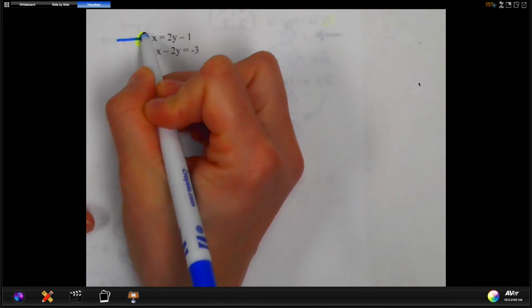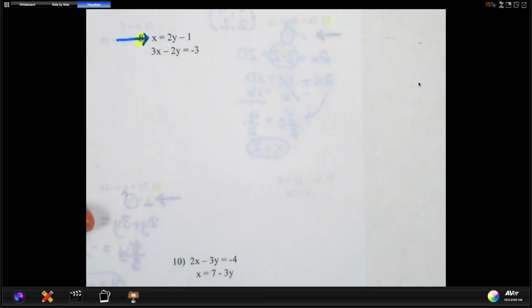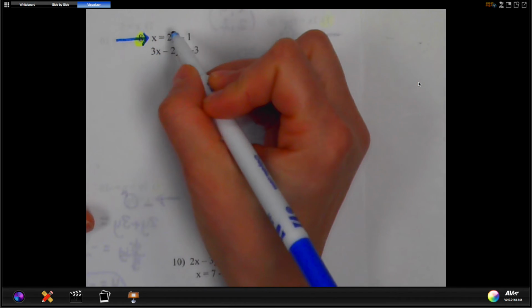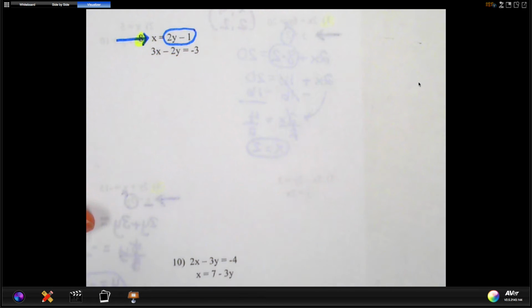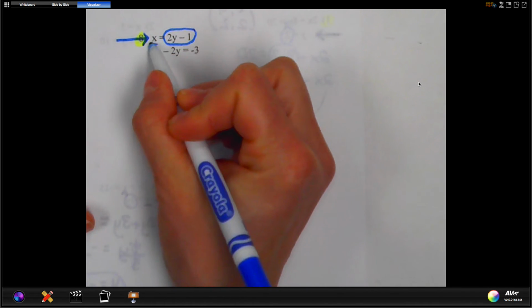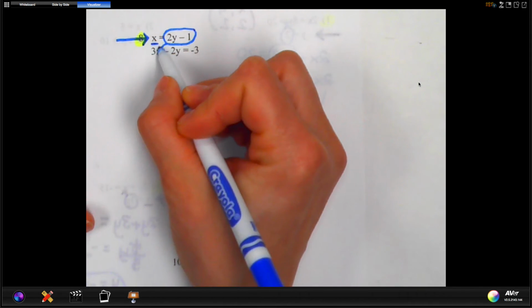Number 8, we start with x equals 2y minus 1, and then we have 3x minus 2y equals negative 3. All right, take a look at this. Which one says x equal or y equal? That's where we're going to start. Okay, the first equation says x equals, so we're going to start with that one. We're going to take the whole thing and substitute it in for what letter? X. It tells us x, so that's going to go in for x.